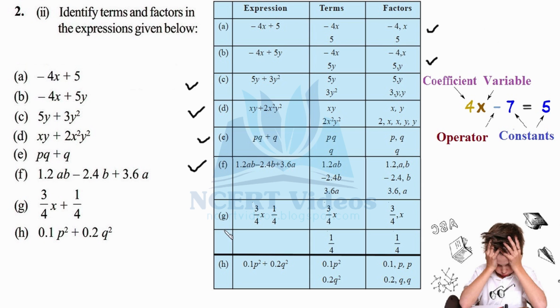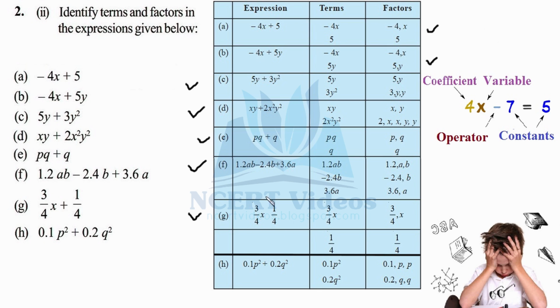That's F. Likewise in G, we have 3 by 4. It is a fraction and we have 1 over 4. That is, they are getting added up plus, well, again it is a constant because 3 by 4 and 1 by 4 will not change their value. Therefore, we have 2 terms, that is 3 over 4x and 1 over 4. Therefore, writing the same here. And in this, we have 2 factors, that is 3 by 4 comma x, and here we have 1 over 4. Therefore, 1 over 4 is our factor. That's your G.